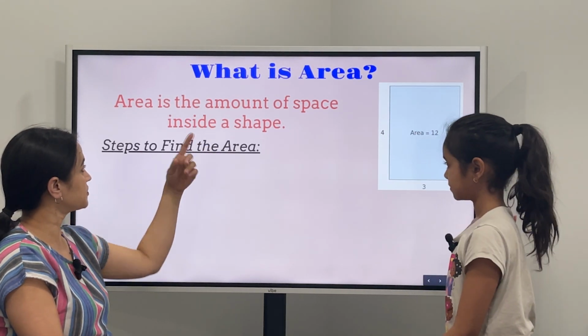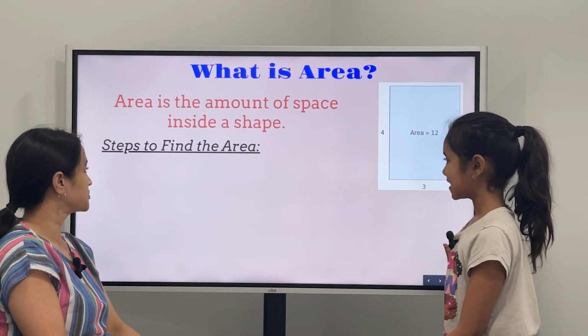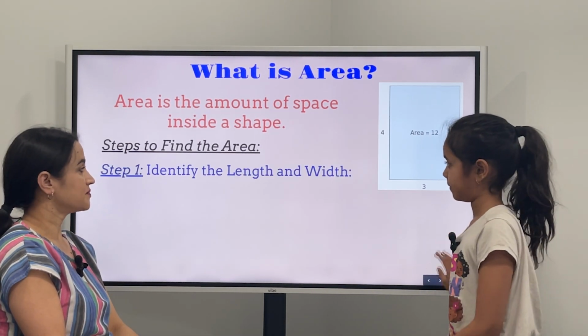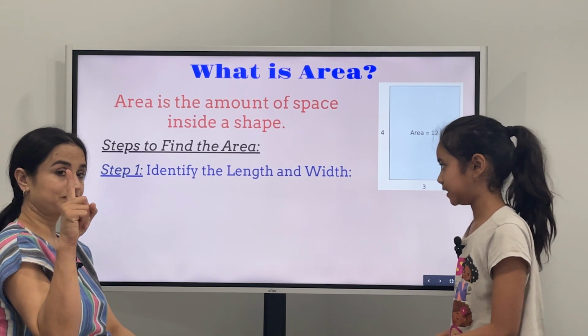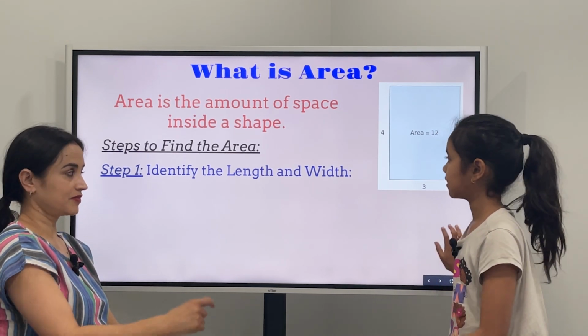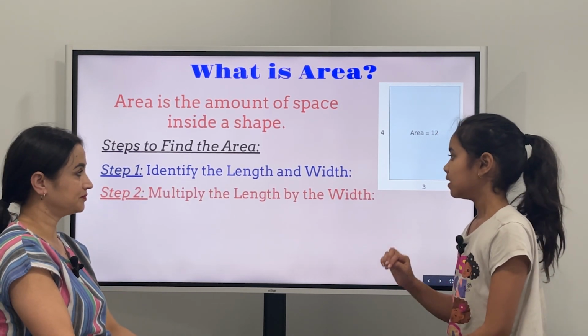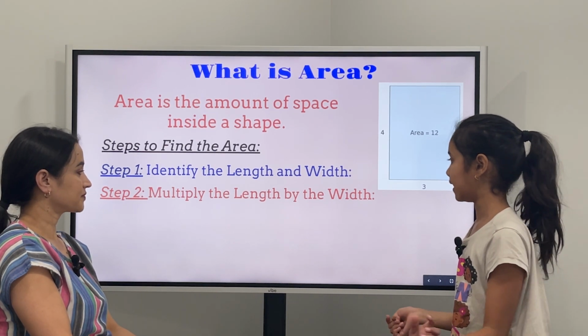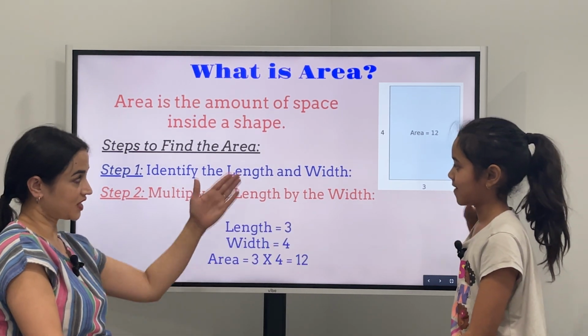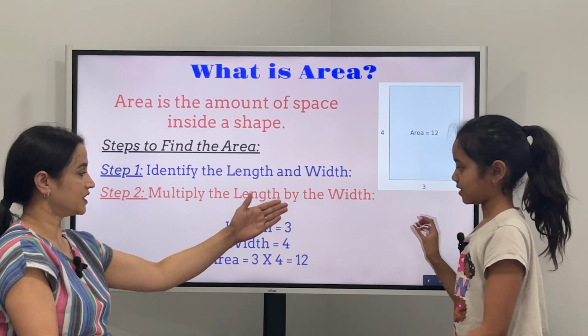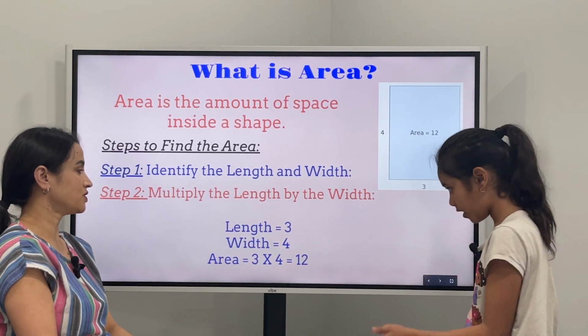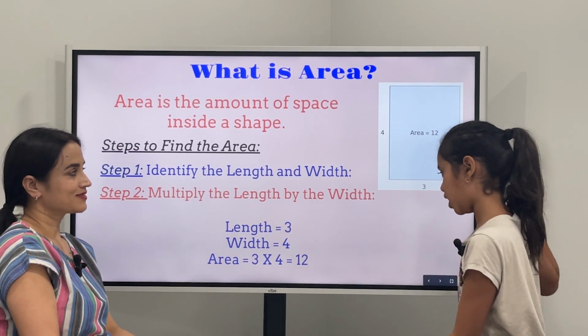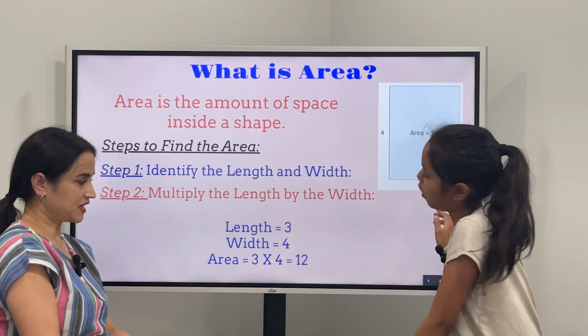So area is the amount of space inside a shape. Steps to find the area. Step 1, identify the length and width. That's what we taught. Step 2, multiply the length by the width. So here length is 3 and width is 4. So area is 12, which is 3 times 4.